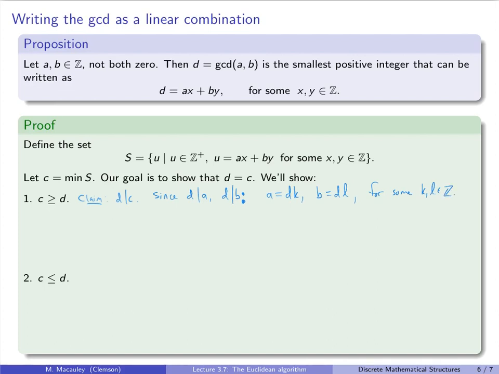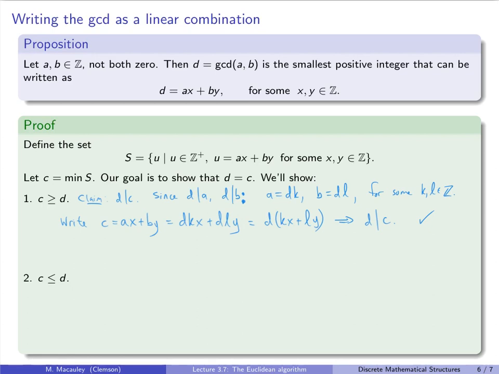Okay, now what? So our c, which we know we can write like this, so write c as ax plus by, and now let's plug in our new values of a and b. So this is dkx plus dly. Well, let's factor out a d. D times kx plus ly. So now we have explicitly written c as d times an integer. So that shows that d divides c. And that establishes this first inequality.